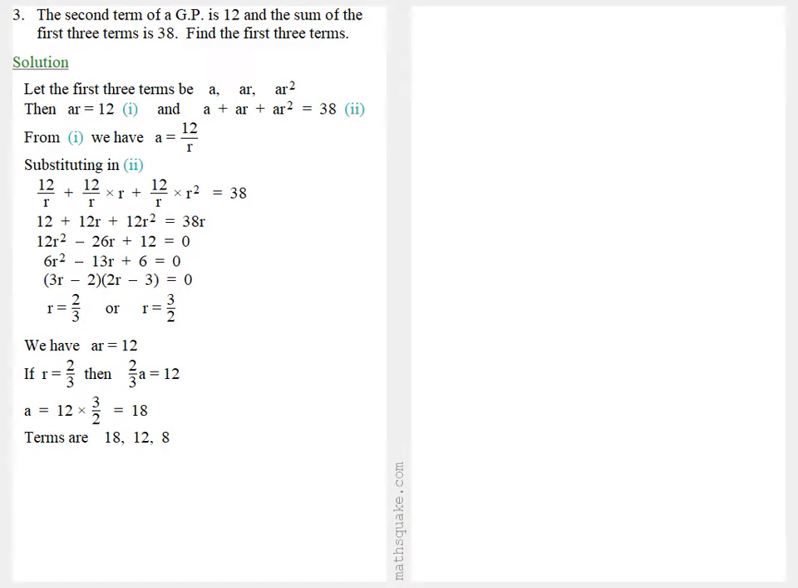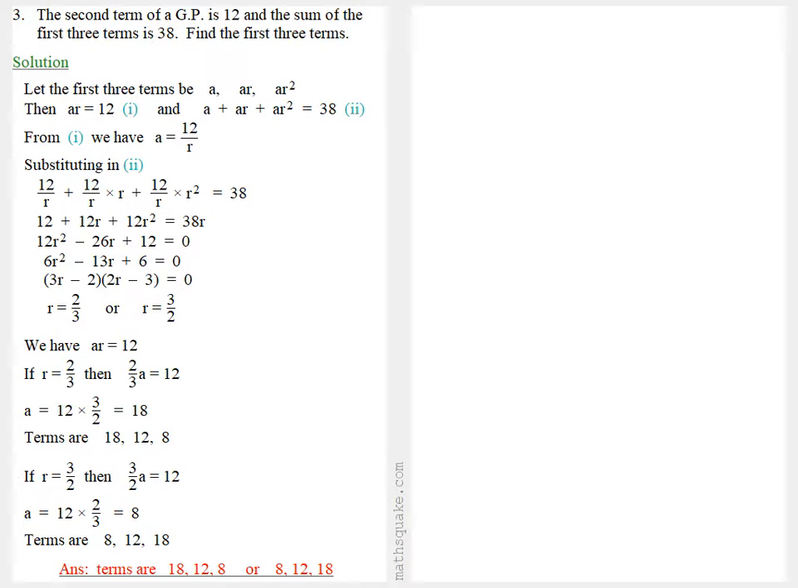In which case the terms are 18, 12 and 8. If r is 3 over 2, then 3 over 2 times A is 12. In other words, A is 12 times 2/3, which is 8, and the terms are 8, 12 and 18. So we have two options. The terms are either 18, 12 and 8 or 8, 12, 18.